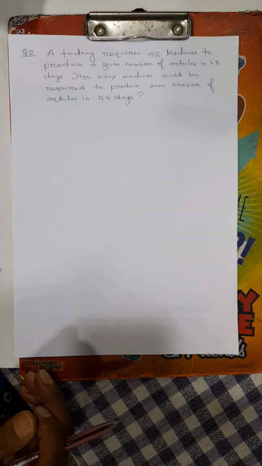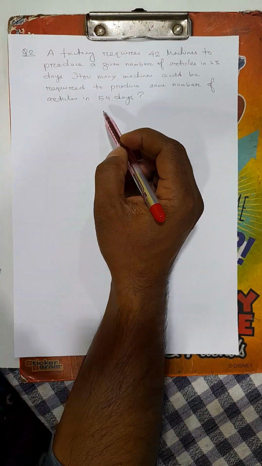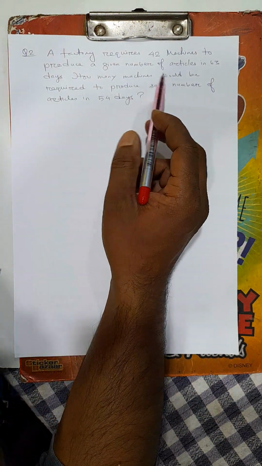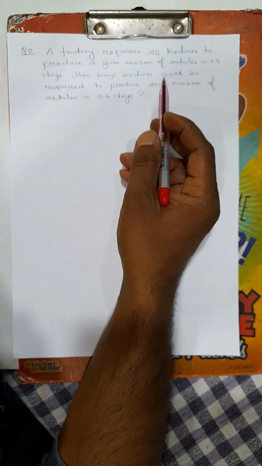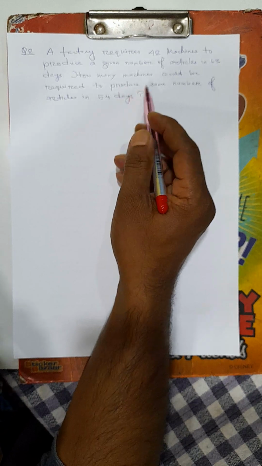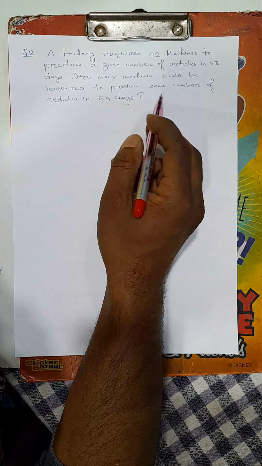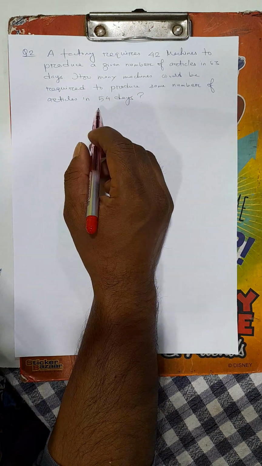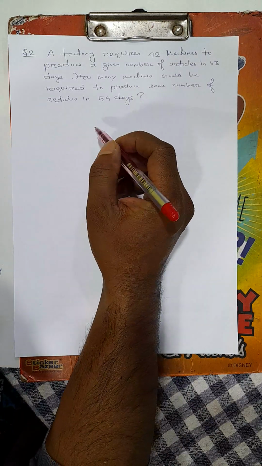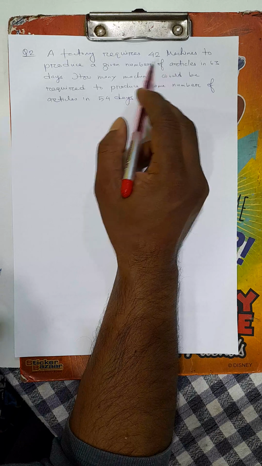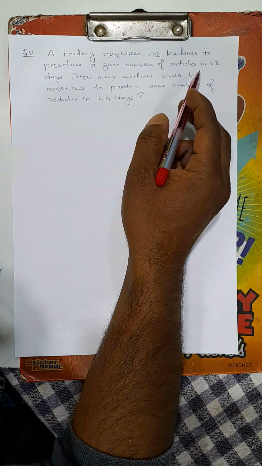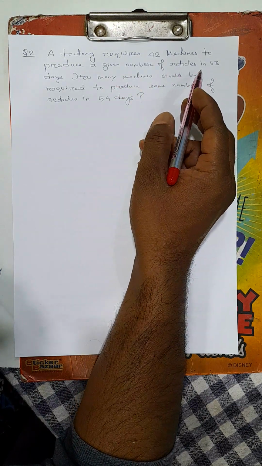Now let us come to question number 2 here. A factory requires 42 machines to produce a given number of articles in 63 days. How many machines would be required to produce the same number of articles in 54 days?